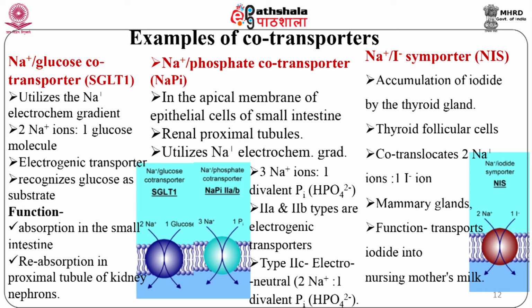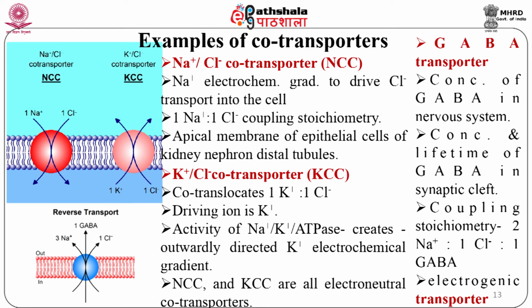The Na+/I- symporter, NIS, is responsible for accumulation of iodide by the thyroid gland. It is localized to the basolateral membrane of thyroid follicular cells and co-translocates 2 Na+ ions and 1 iodide ion per transport. NIS is also found in other tissues such as mammary glands, where it functions to transport iodide into nursing mother's milk.